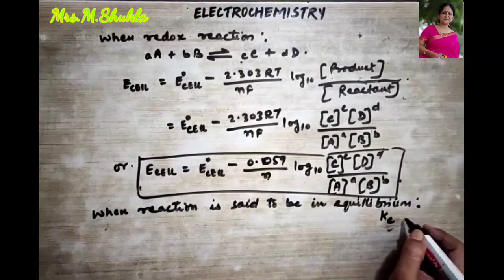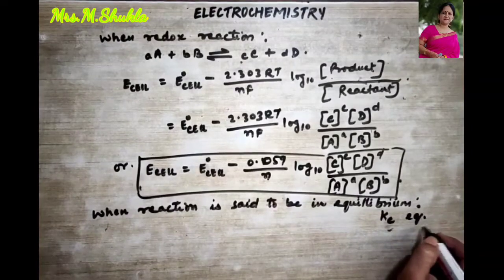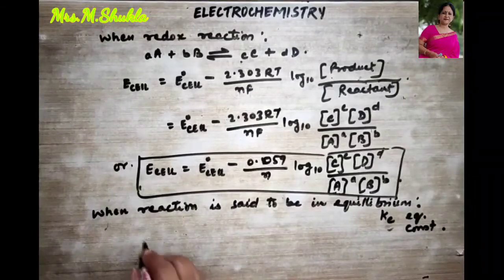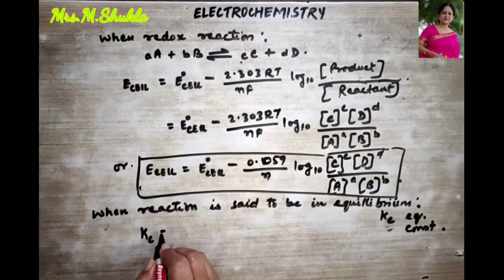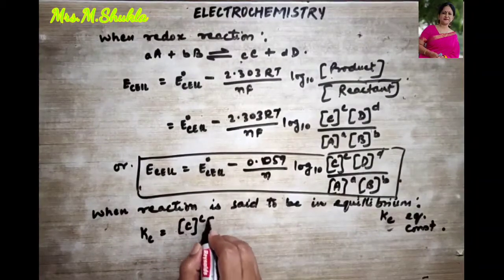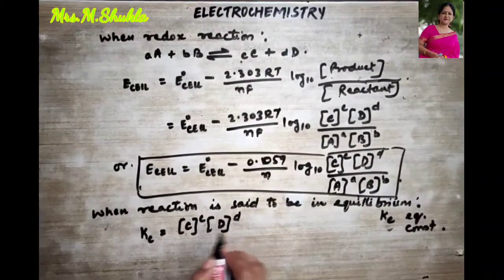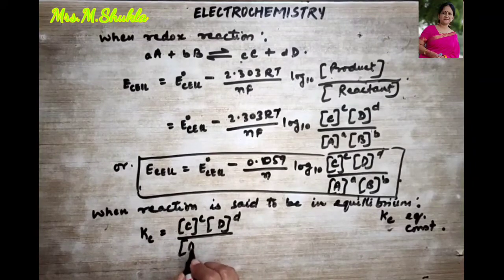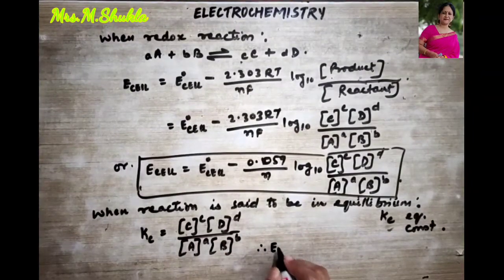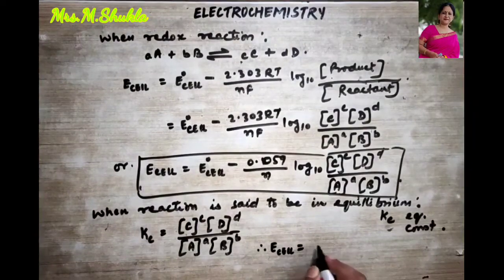This is called the equilibrium constant, right? So your equilibrium constant will be equal to what? C to the power of C, D to the power of D upon A to the power of A, B to the power of B. Clear? Therefore, your reduction potential will be equal to what?